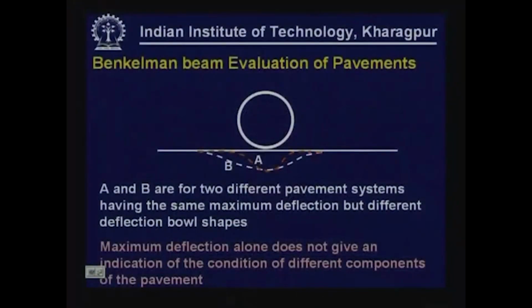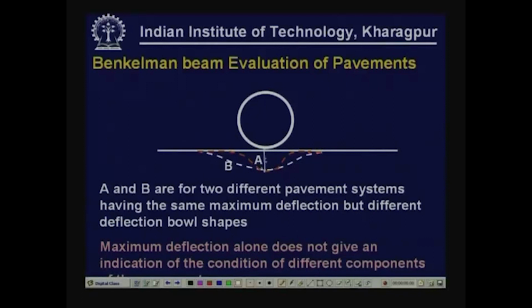What is the problem with this? It can be explained using this diagram. For example, you have two different pavement structures having the same maximum deflection, but as you can see, the deflection bowl shape is different. One is widely spread, the other one is very narrow for the same loading. Obviously, these two pavements are not similar. There must be something different between them, but if you are measuring only the maximum deflection, you tend to think that both pavements are similar.